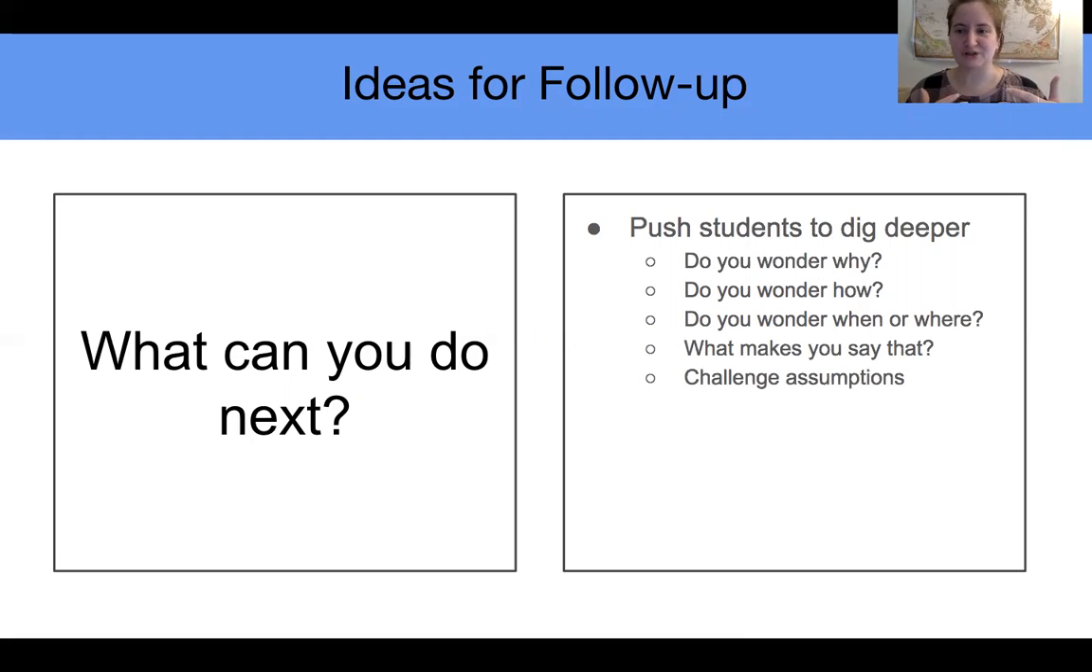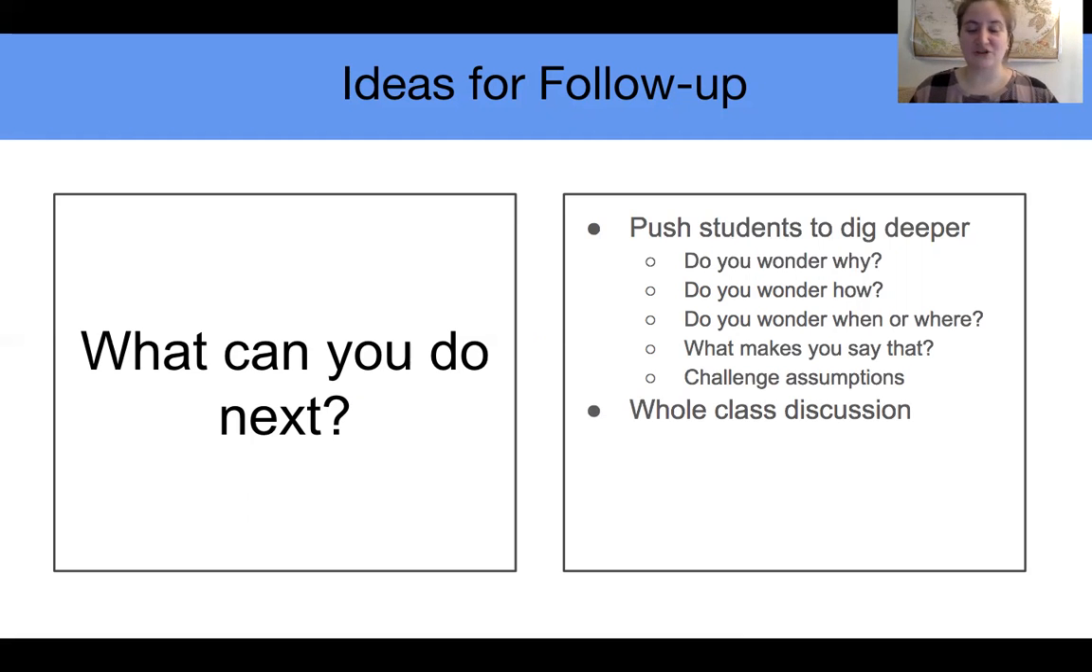This is a good opportunity to challenge those assumptions that we talked about at the beginning, right? They think one thing, maybe it's based on some prior knowledge. How can you get them towards objective truth or towards using more evidence?